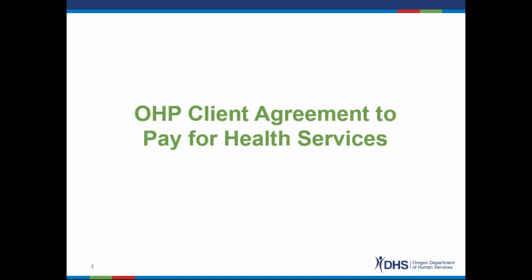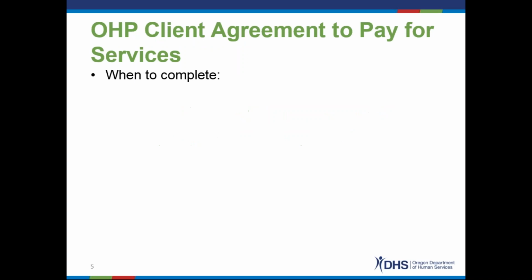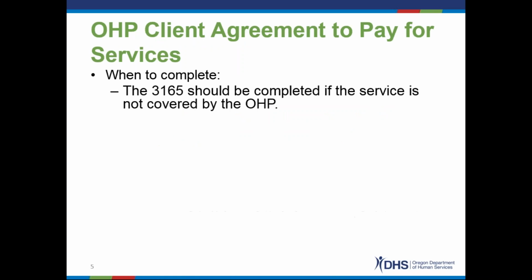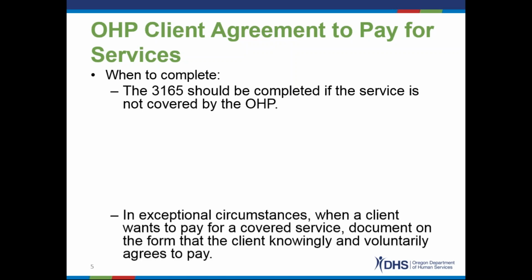We're going to jump right in and talk about the OHP Client Agreement to Pay for Health Services form. So in your handouts, you do have a blank copy of this form. We'll talk about when to complete it. This form number, which is 3165, should be completed if a service that is being provided to a patient is not covered by OHP and the patient has OHP.